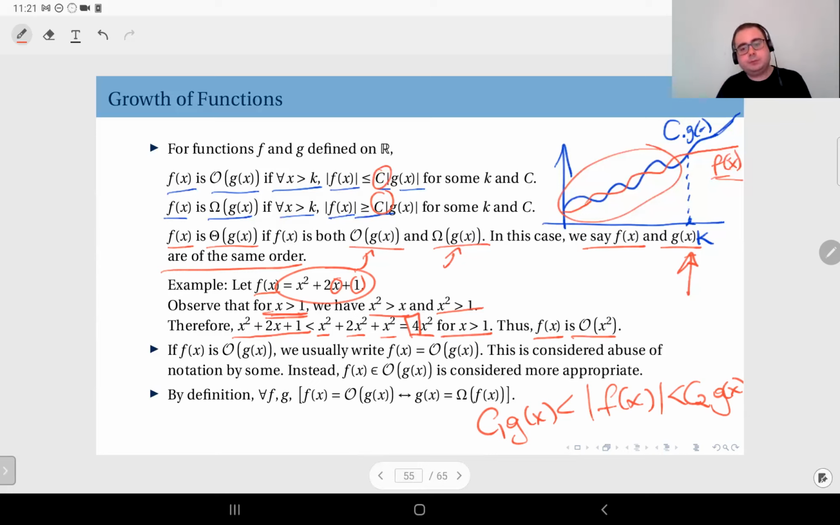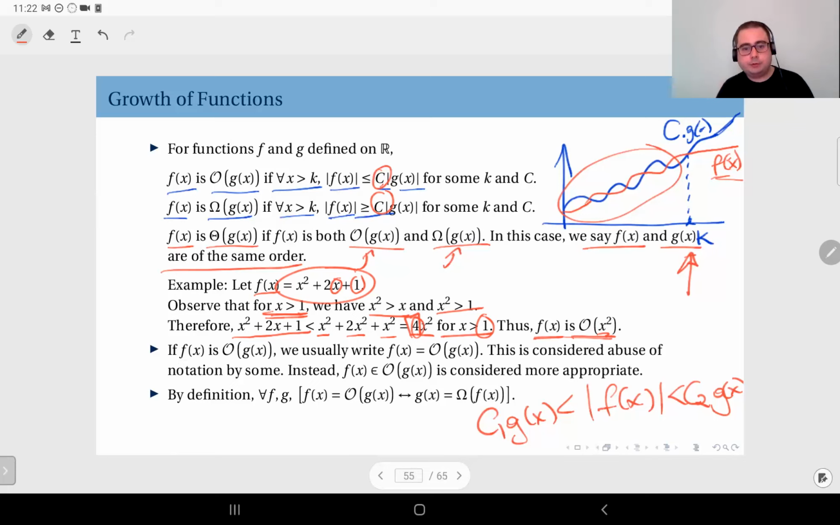Now, you see, x squared plus 2x plus 1 is, in fact, precisely greater than x squared. But with respect to growth, we can find a threshold k, which is 1, and a constant c, which is 4 in this case, so that c times x squared stays always above f, beyond the threshold 1. So in this case, we say that f of x is big O x squared.